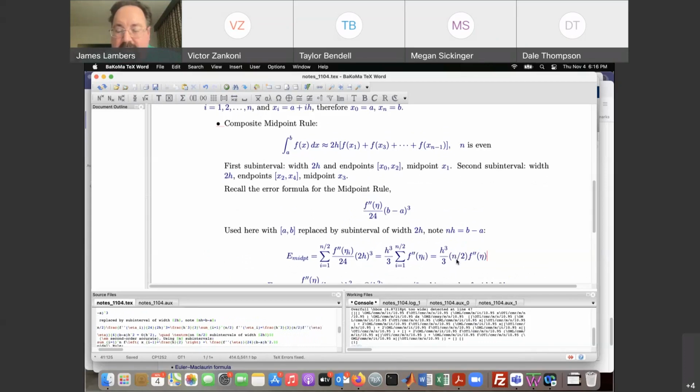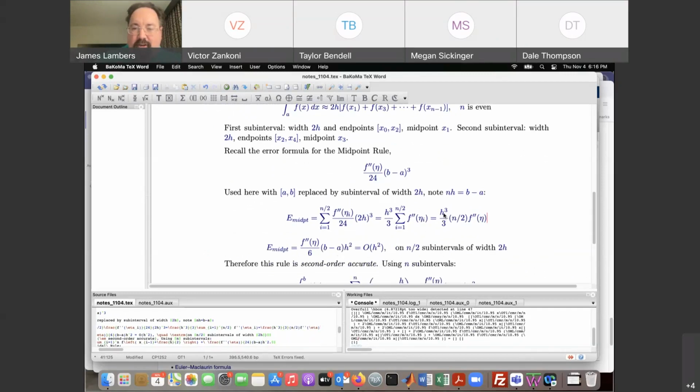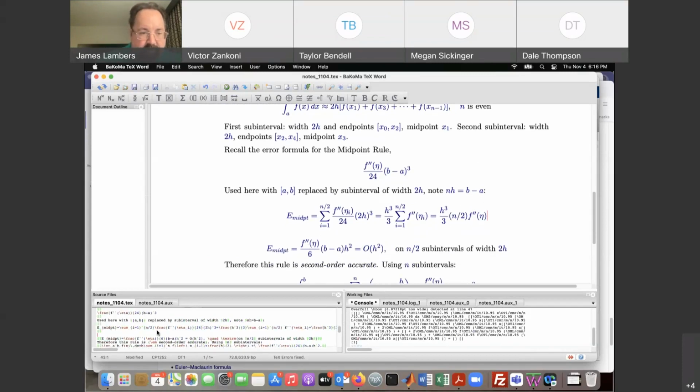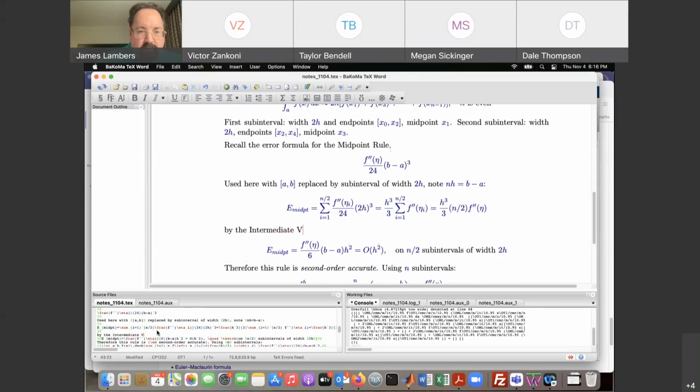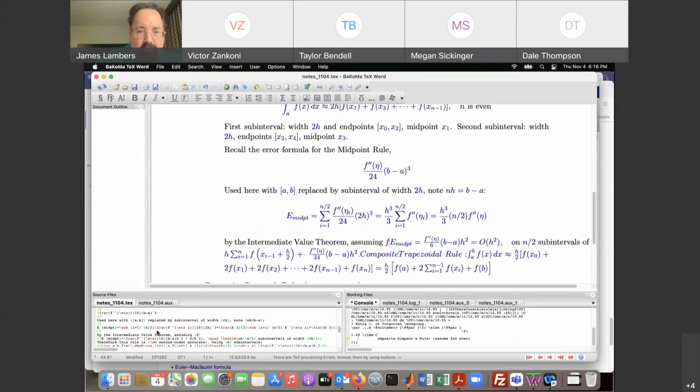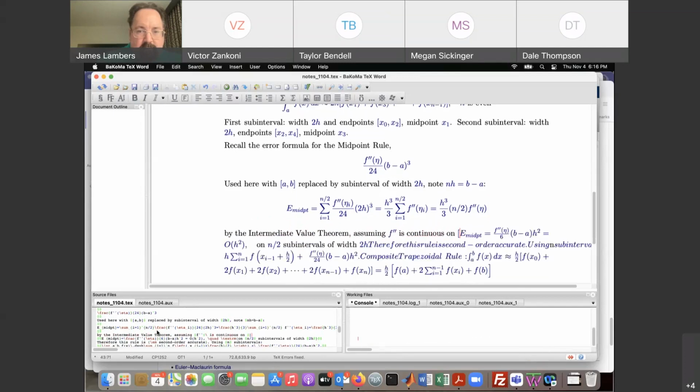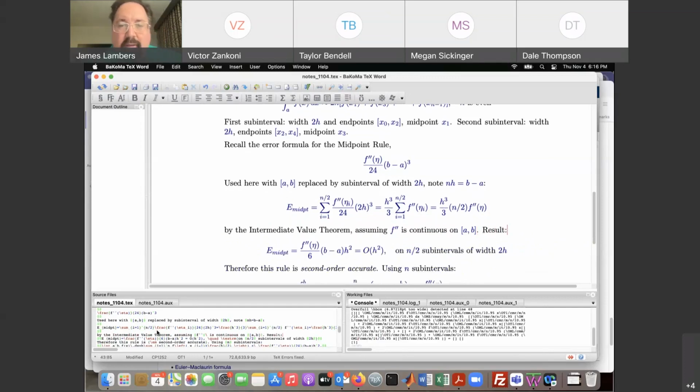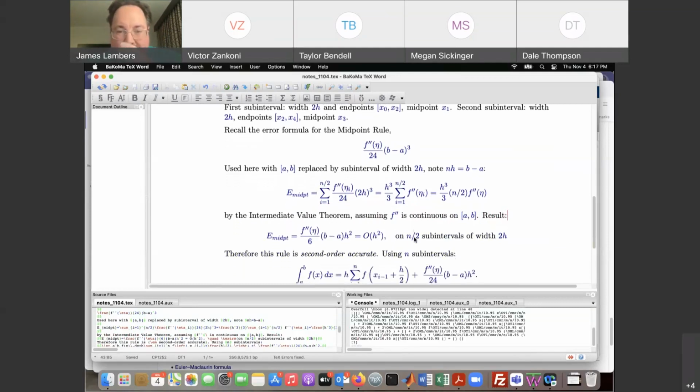And then n times h is b minus a. So then I get b minus a down here. I still have h squared left over. That goes here. 2 combined with 3 to give me 6. And that is my error formula. So these manipulations here lead to this error formula here.